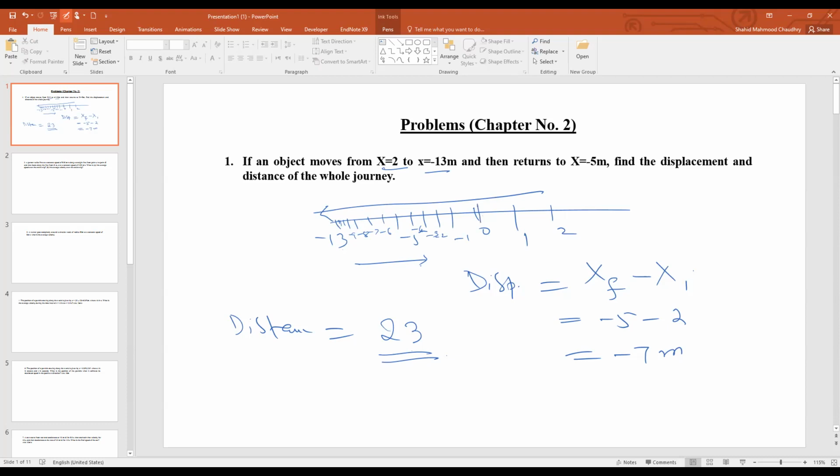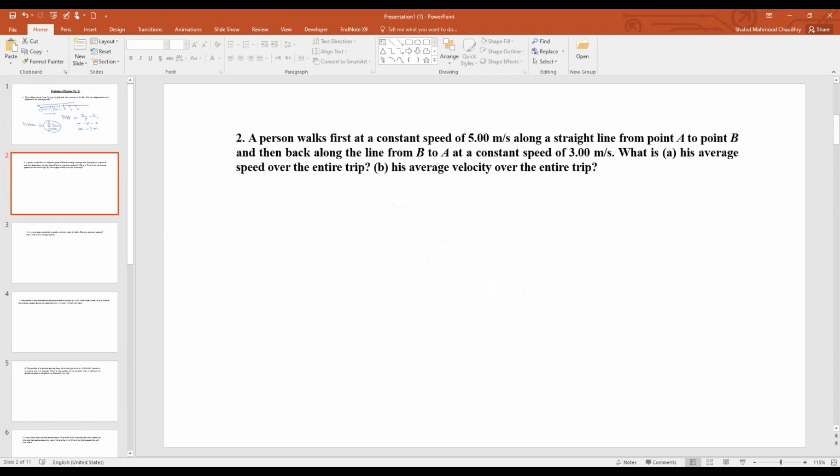This is 0, and this is 13. From 2 to minus 13 is 15. This is 15 meters. And from minus 13 to minus 5 is 8. So the total is 23. Because in distance, you just count this one. After this, I have discussed this problem again.